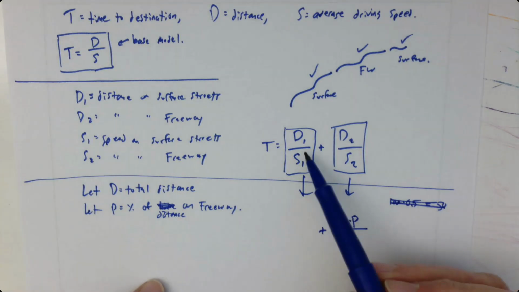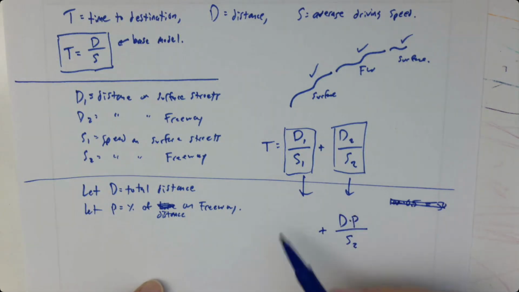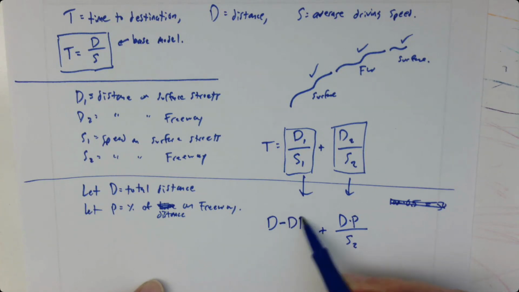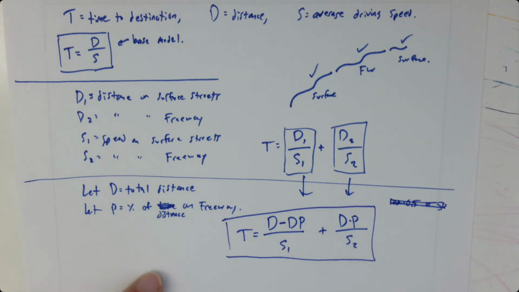So what is my distance spent on surface roads? One way you could think about it is, let's take my overall distance and subtract the distance I spend on the freeway. And the remainder must be the distance that I spend on surface streets. And so I'll divide that by S1, and that gives me T. So this is a slightly different approach to the same model.